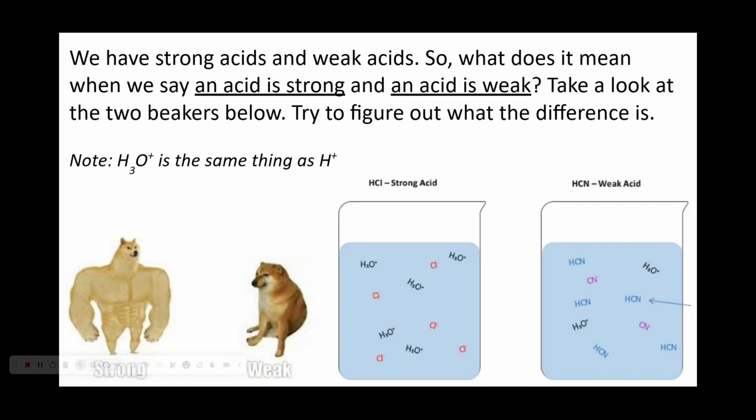Okay, so you can see these beakers right here. And I want you to take a second and look at them. You can pause if you want to. I'll also pause briefly and not talk. Take a look at those and try to figure out what the difference is. The only thing you need to make sure you do is where these say H3O plus, that's the same as saying H plus. Okay, and I've got that highlighted here for you. H3O plus is the same as H plus. So take a look at that and try to figure out what the difference is between a strong acid, HCl, and a weak acid, HCN.